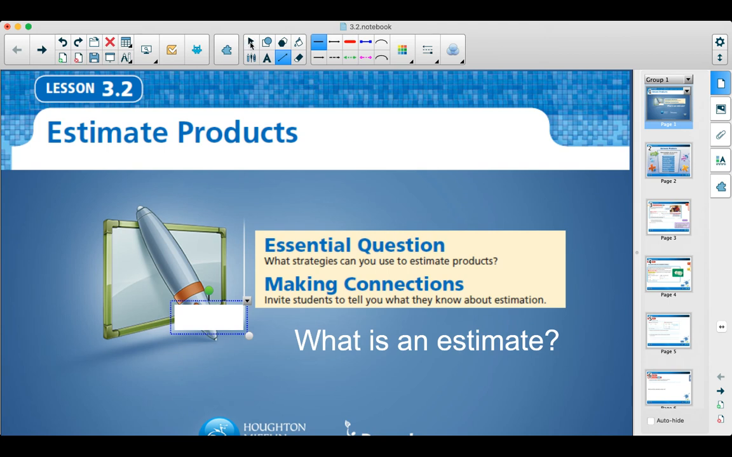Hello, this is Mrs. Ostrike, and today we will be working in our Go Math book, Lesson 3.2, Estimate Products on page 151. Our essential question for this lesson is, what strategies can you use to estimate products?